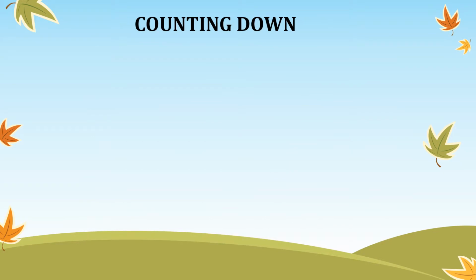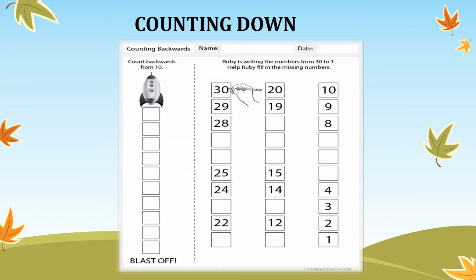Now, what is counting down? Counting down is basically जो हम down में counting करते हैं, जो कि उल्टी counting होती है, backward counting. So here you can see, this is all blank. ठीक है, यहाँ पे आपको 10 से लेके 1 तक की लिखनी है.